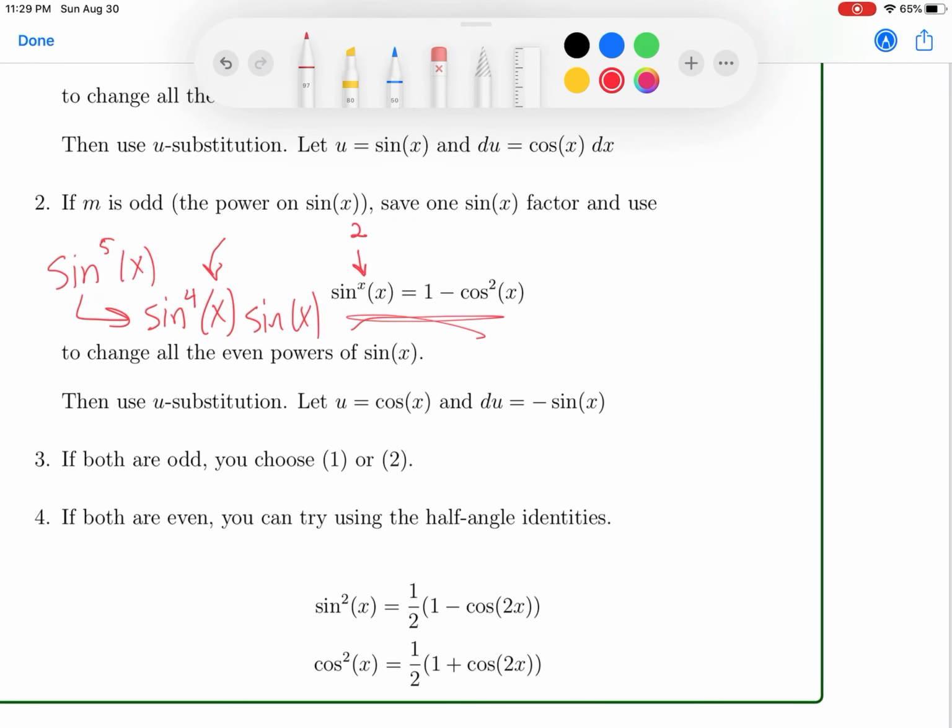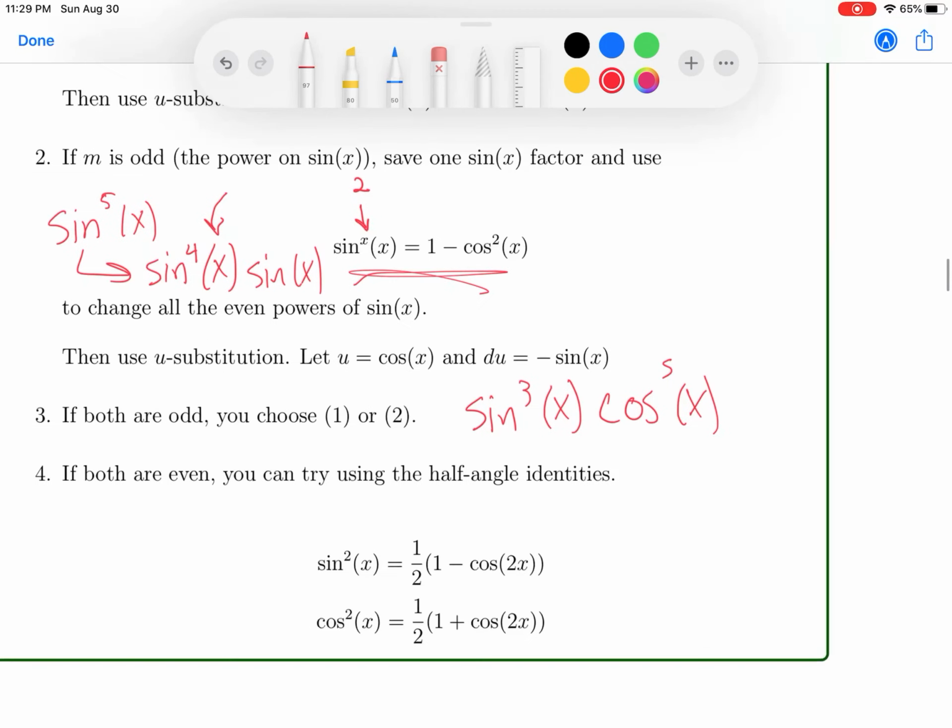Now, if both are odd, if both your powers of sine and cosine are odd, like let's say you have sine to the 3rd x, I don't know, and then cosine to the 5th x, you can do either one or two. You just pick which one. Doesn't matter which one you do. You can pick either, and it will work out. I promise you. It sounds crazy, but it's true.